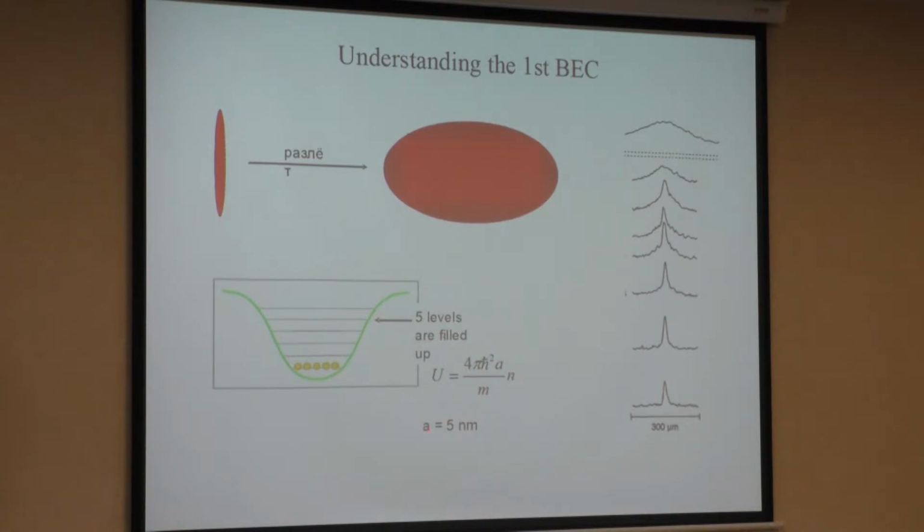The scattering length of rubidium was used in that first experiment. The scattering length is not very high, 5 nanometers. But it is enough. You can calculate this interaction energy, and you can see the amount of interaction energy equals about the energy of the 5th energy level in the trapping potential. The trapping potential is nearly harmonic.